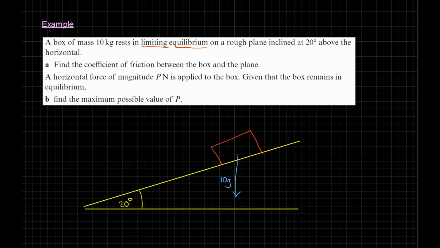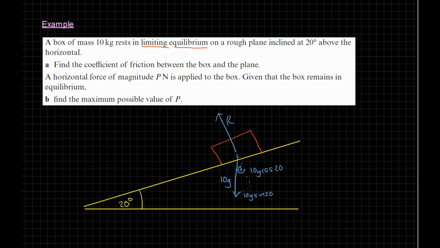Right, so let's take that into account. So what have we got in terms of forces? We've got 10G, and let's split that up already actually. So that's 20 degrees there. This is 10G cos 20. This one's 10G sine 20. And what else have we got? We've got the reaction force.